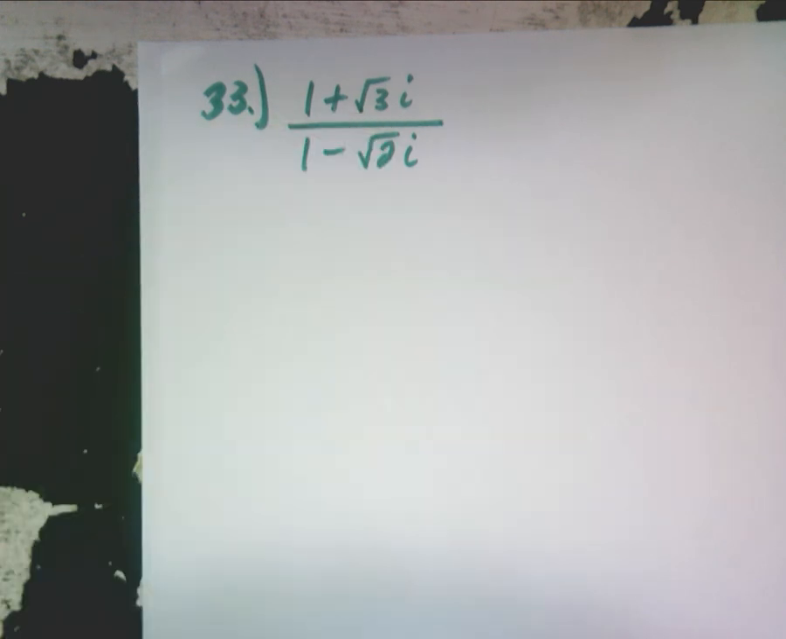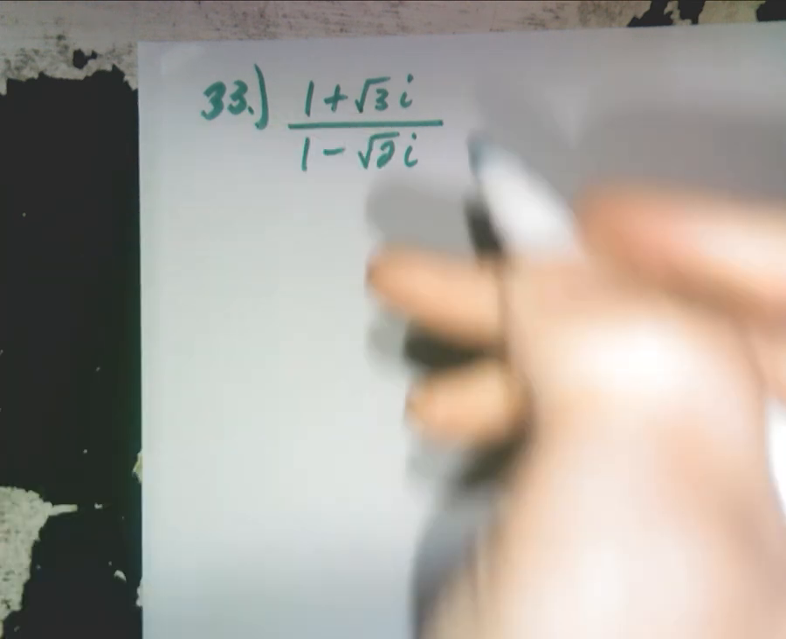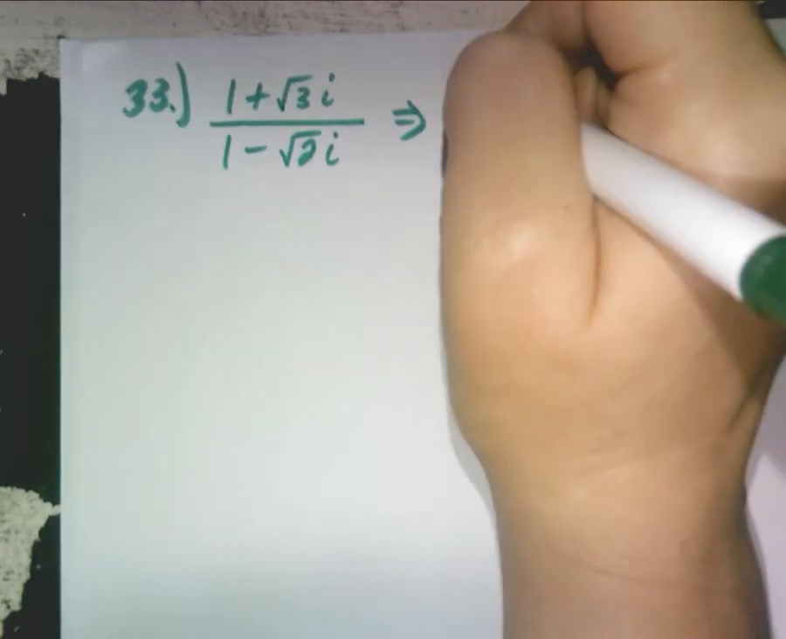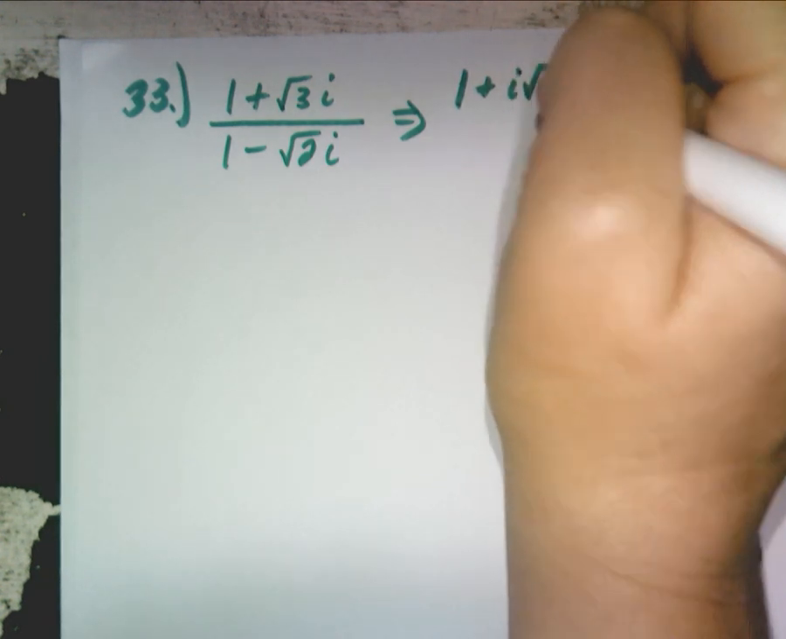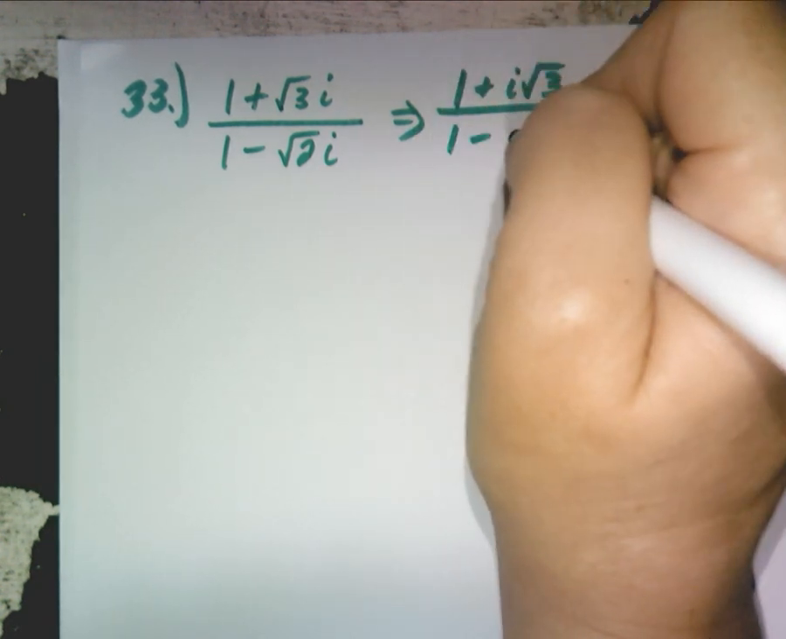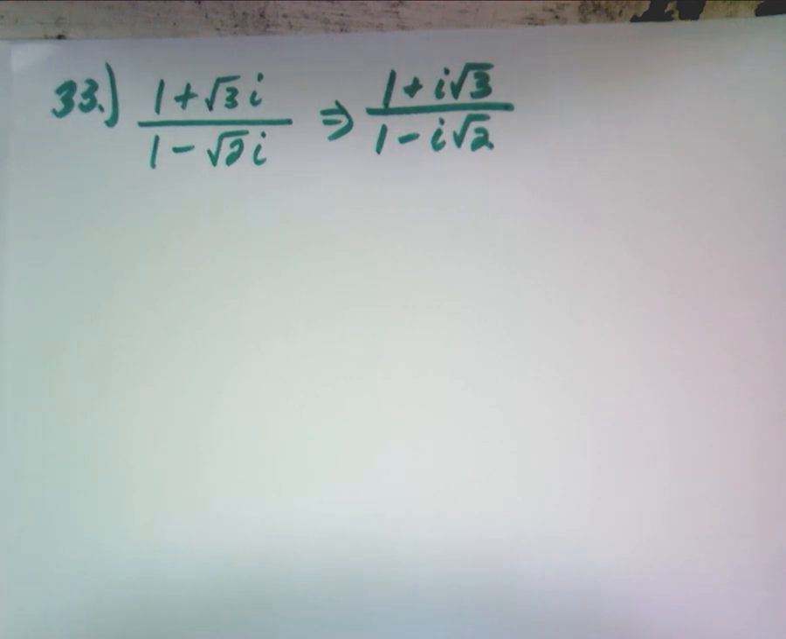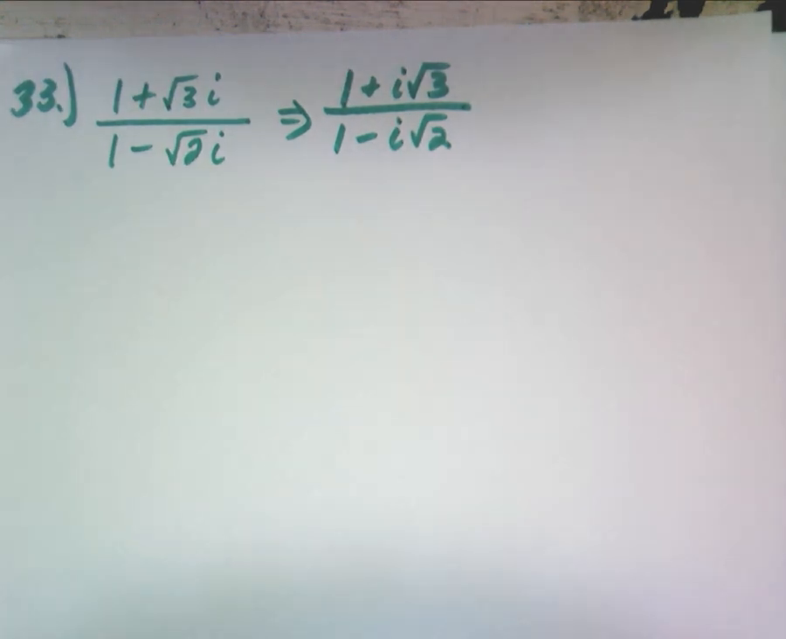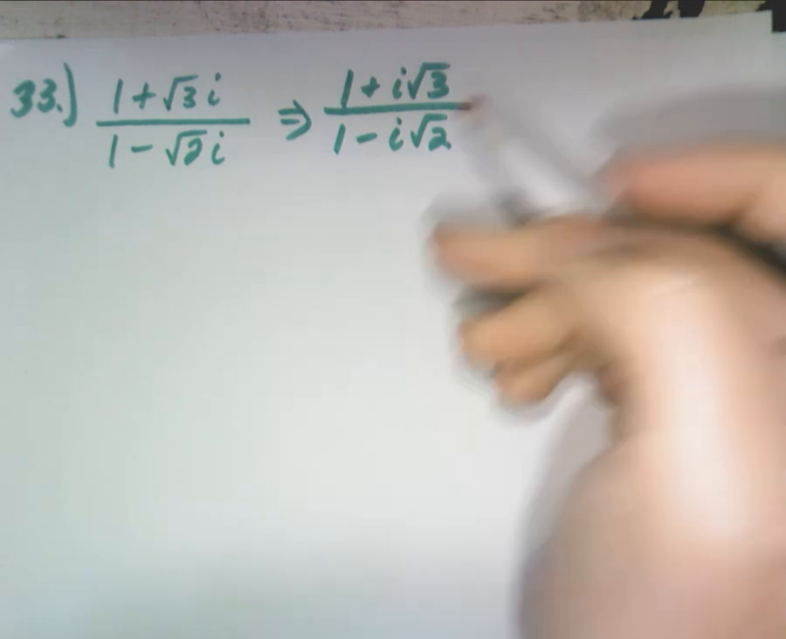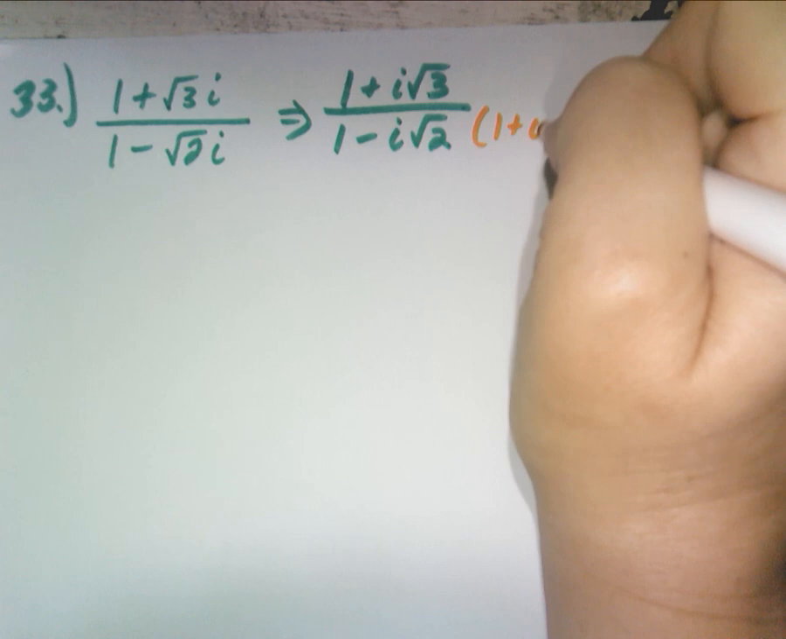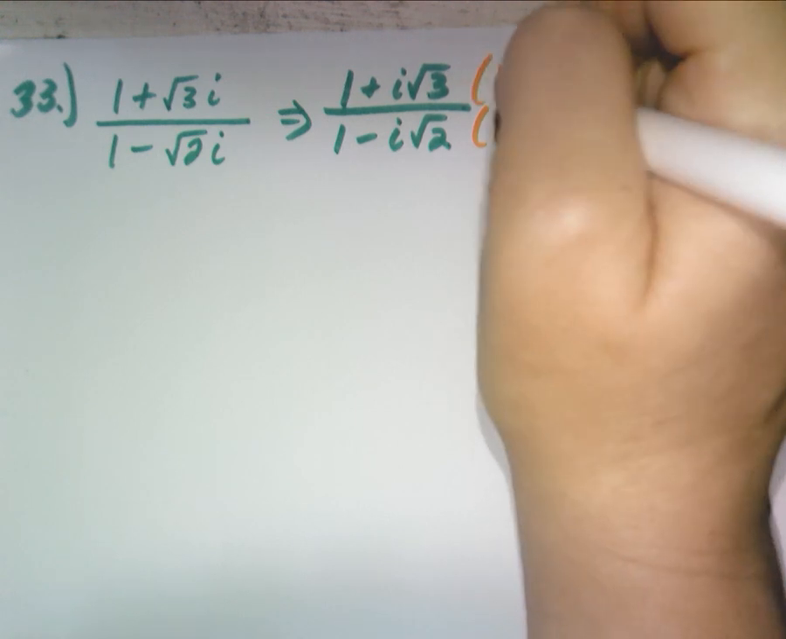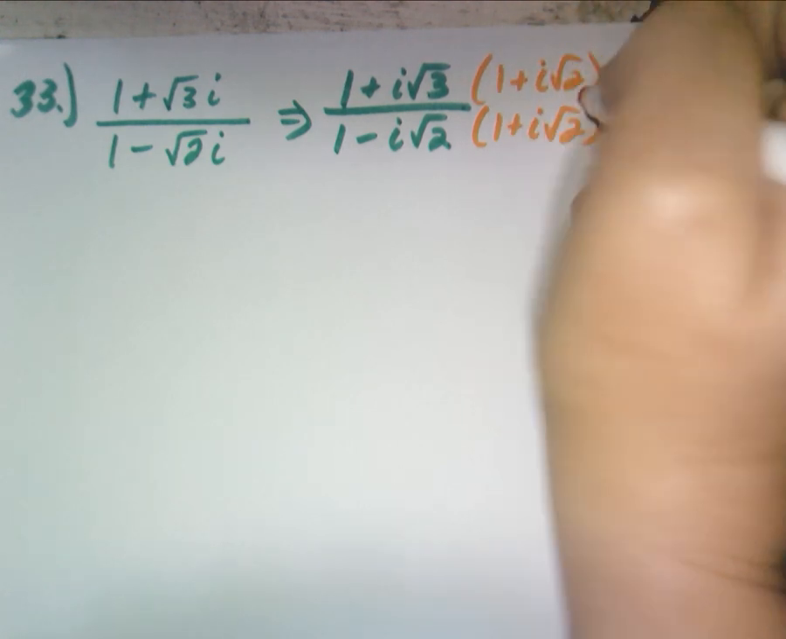So first things first, I actually despise the way they wrote that. So I'm actually going to rewrite this as (1 plus i root 3) over (1 minus i root 2). Okay, so now I need to multiply by the conjugate. The conjugate being the bottom number with the sign flipped in the middle. So that would be 1 plus i root 2 times (1 plus i root 2), top and bottom.